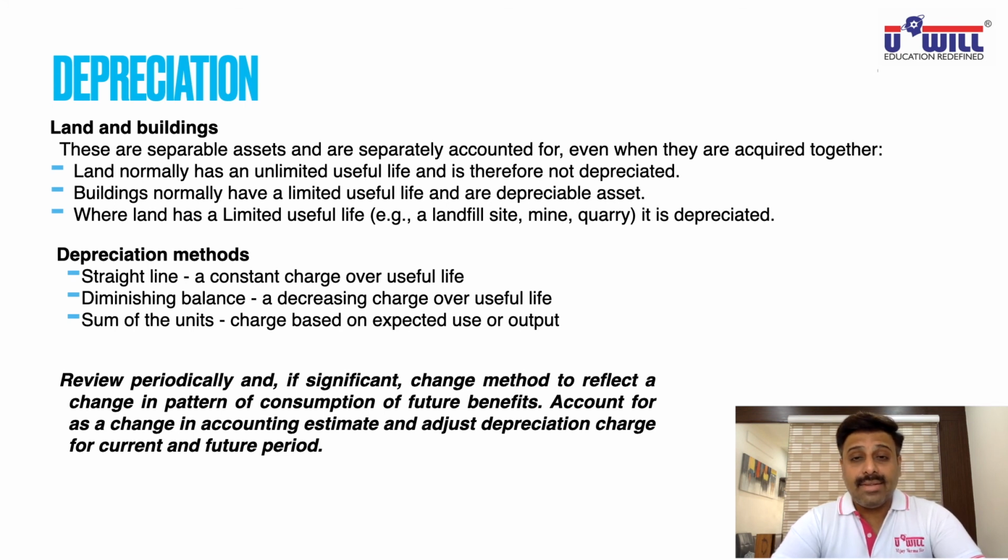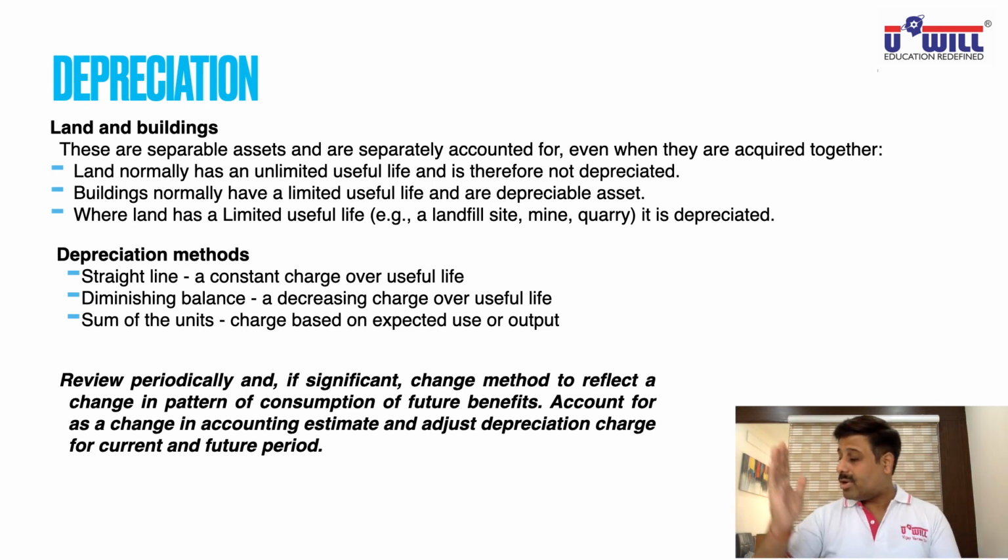So if you find that changing the method from straight line to diminishing or diminishing to straight line will result in better presentation of future benefits from that asset, then you change the method. Account for it as a change in accounting estimate and adjust the depreciation charge for current and future periods, means we have to adjust everything prospectively only. In past 5 years you have been doing by SLM, now you change to WDV, and henceforth you start providing depreciation by WDV. Don't touch the past. What has already happened has happened, forget it. Now you just change it to WDV and continue further, or vice versa.